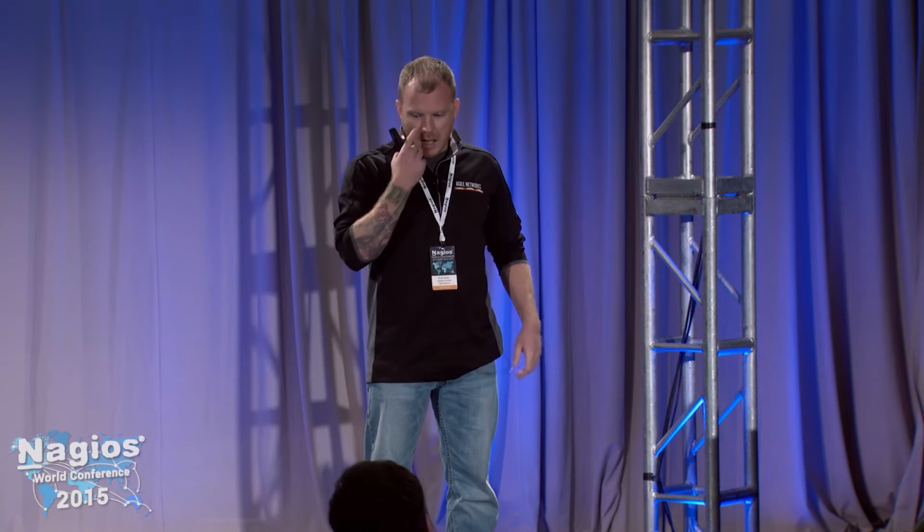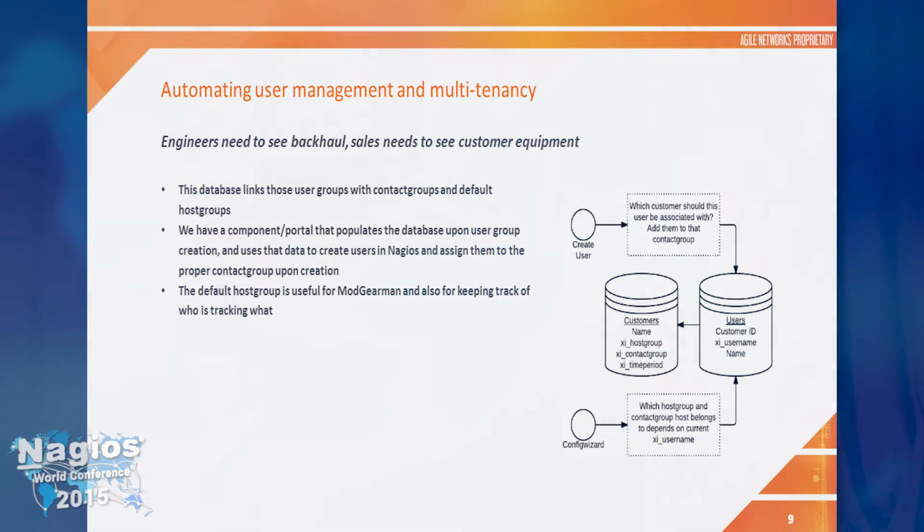We built an intermediary database that manages the users, Agile Networks Engineering, Agile Networks Sales, etc. The database links those user groups with contact groups and default host groups. So if I have a configuration wizard for a certain type of device, I track what the default host group for that device is, and then what the default contact group for that device is based on the user that's logged in, based on my intermediary database.